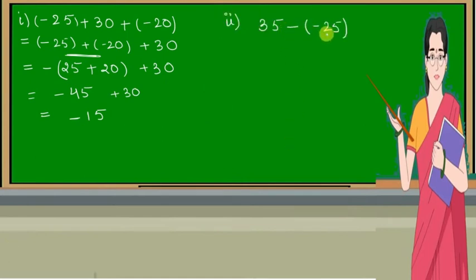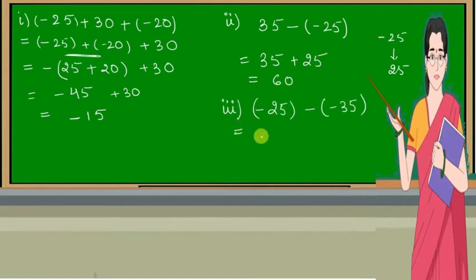Subtracting an integer means adding its additive inverse. So the additive inverse of minus 25 is plus 25. So we will add 25 to 35. Our answer will be 60. Let's take one more example.